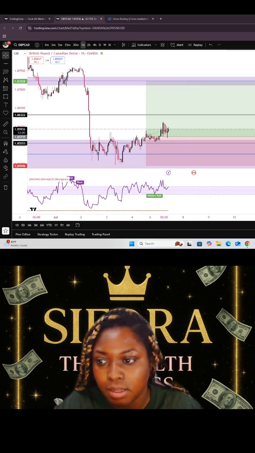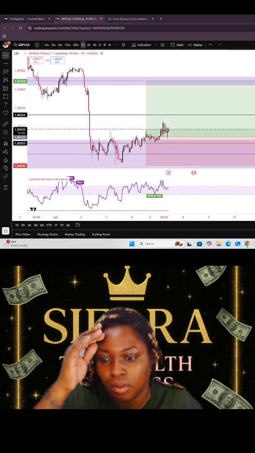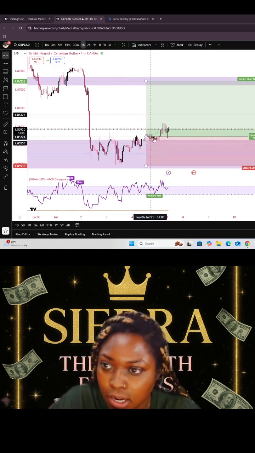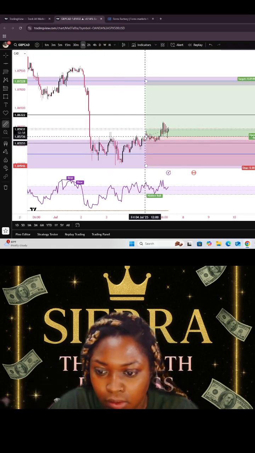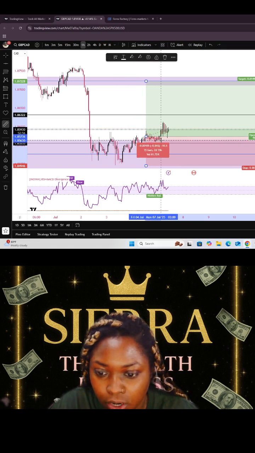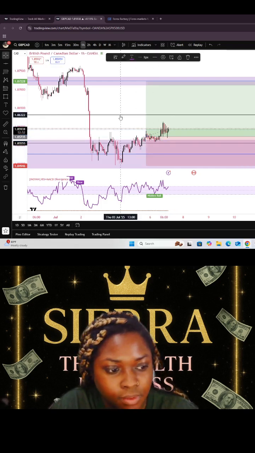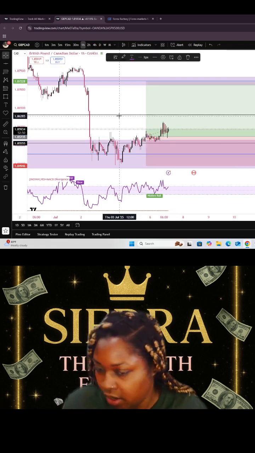Still holding my buys. We had a lot of consolidation last night. I stayed in this area for 2 days. And now we're finally pushing up.